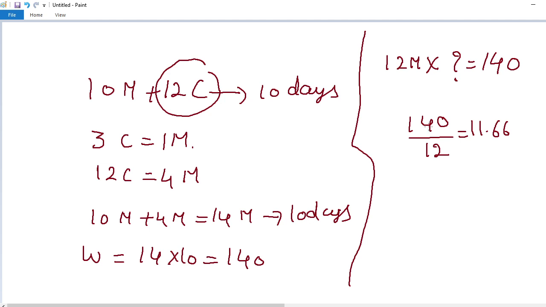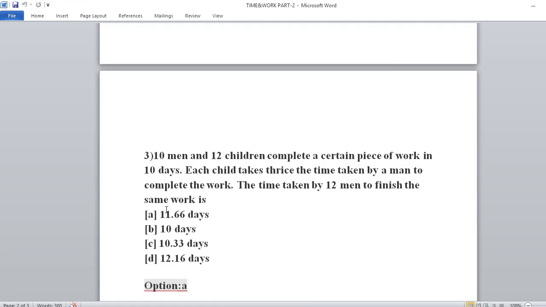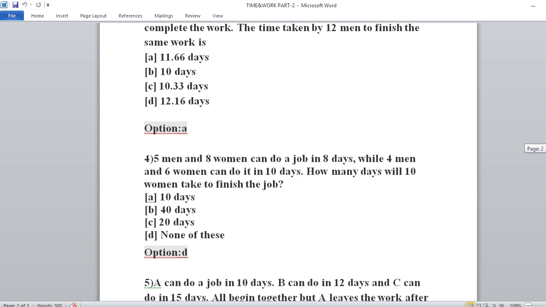Okay. 12 tens are 120, 12 elevens are 132. So 11.6 days is the answer. So 11.66, option A is the answer. Okay. Next problem. Problem number 4.